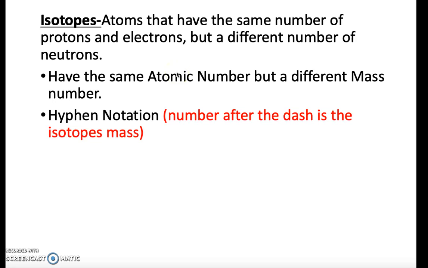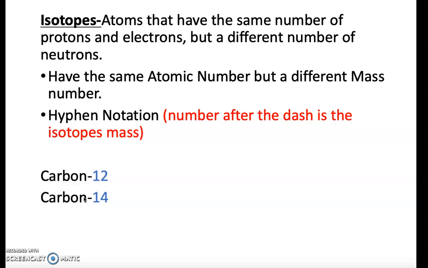The reason why is because they're going to be expressed in hyphen notation. This is where the element, or the isotope, is going to be written, and next to it there is going to be a dash and a number. That number after the dash is the isotope's mass. So for example, carbon-12 and carbon-14. You're not going to find carbon-14 on the periodic table. So this 14 expresses the mass for this specific isotope.